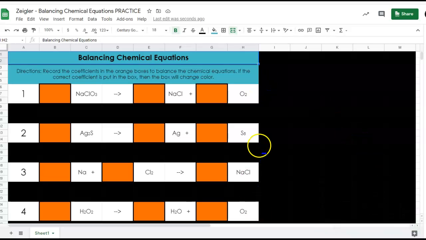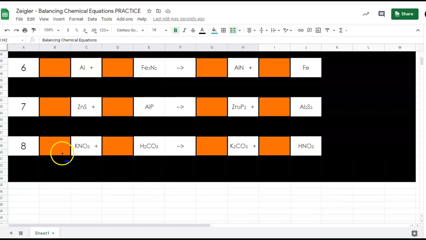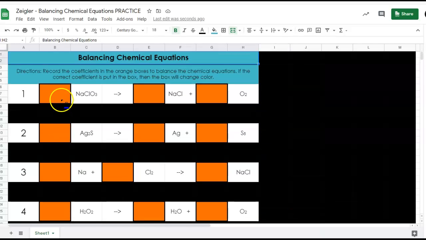All right, so when we're doing this, again, remember that you are putting coefficients in front, which are these orange squares, where you're going to put coefficients in front to make the same number of atoms on both sides. There is a total of 8 problems here. So remember, what you're doing is you're looking at each atom on both sides of the chemical equation to make sure that they have the same number of atoms. So we're going to look at this first one here.